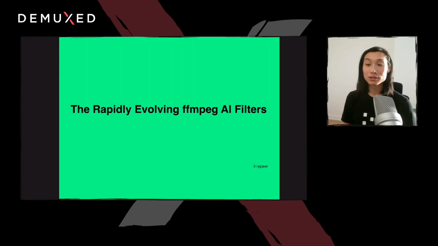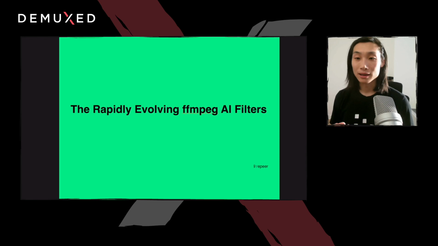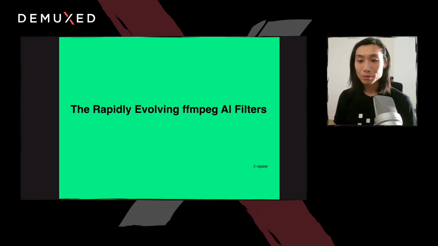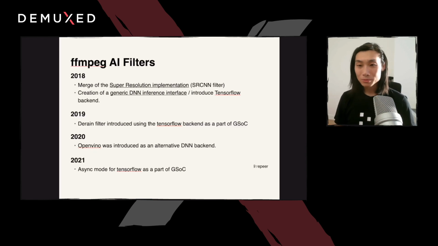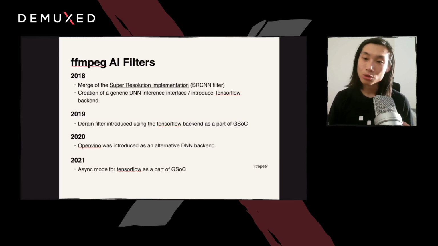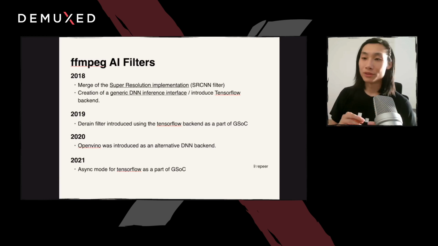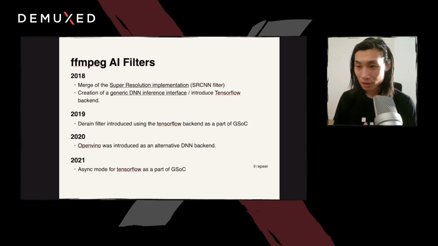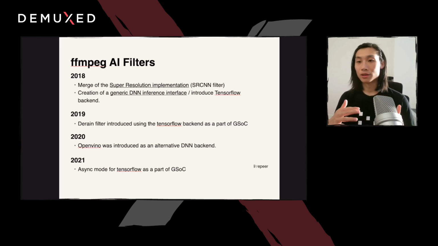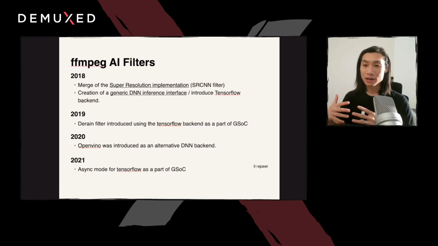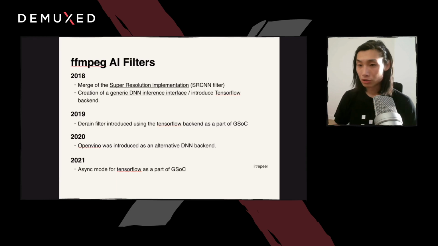There are some interesting AV filters that are in ffmpeg. And in fact, this is one of the most rapidly evolving portions of the code base. Let's take a look at what's been happening in the past couple of years. In 2018, the first AI filter was introduced that allows you to run any kind of deep neural network backend, and this was the SuperResolution filter. Soon after that, the deep neural network backend was factored out so that we can introduce other types of backend, and then TensorFlow was introduced.